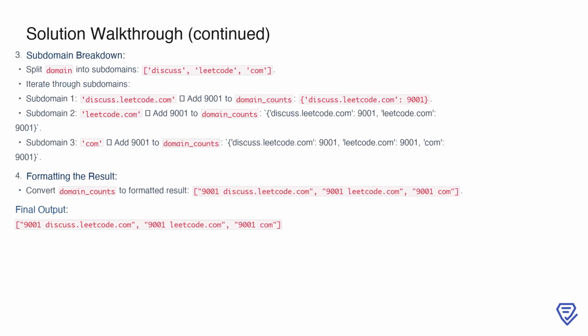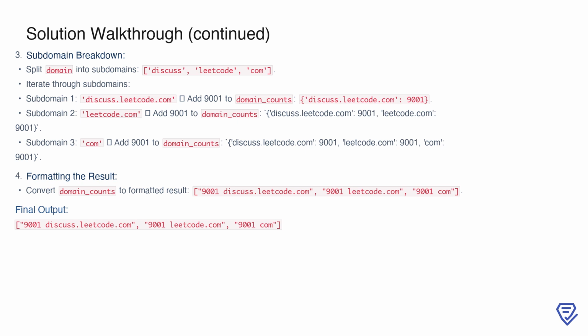Next, we break the domain discuss.leetcode.com into its subdomains. This involves splitting the domain into parts, discuss, leetcode, com. Then, we iterate through the subdomains starting from the most specific to the most general. For the subdomain discuss.leetcode.com, we add the count of 9001 to our domain_counts dictionary. Moving up one level, the subdomain leetcode.com also receives the count of 9001. Finally, the top-level domain com gets the same count added as well. This ensures that all levels of the domain hierarchy are accounted for.